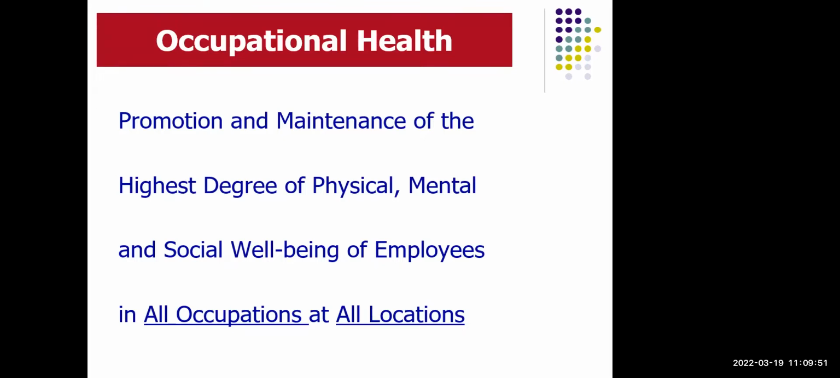Taking a cue from this, we can define occupational health as promotion and maintenance of the highest degree of physical, mental, and social well-being of employees in all occupations at all locations. These two phrases are very important: in all occupations. That means right from the chief executive officer to the mali working in the horticulture garden there. And at all locations.